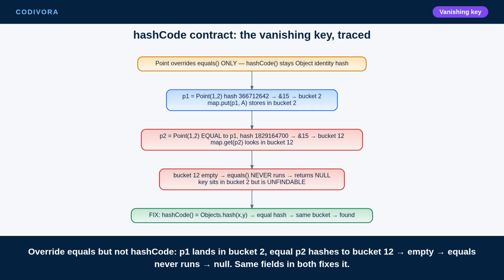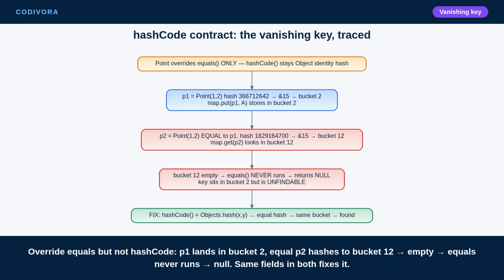Now the mandatory rule with real numbers. If two objects are equal, they must return the same hash code. The reverse is not required. Collisions are legal. Watch it break. Point overrides equals, but not hashCode. So hashCode stays the inherited identity value.